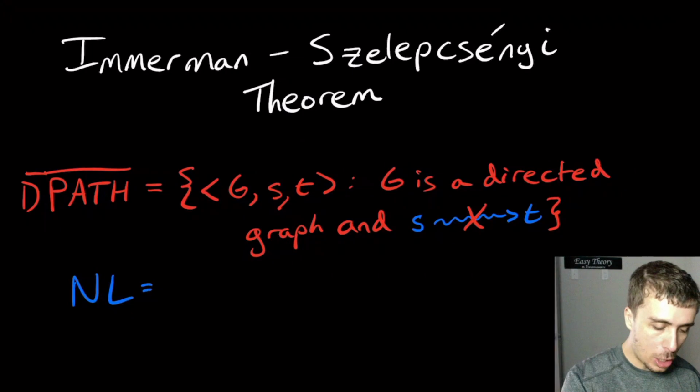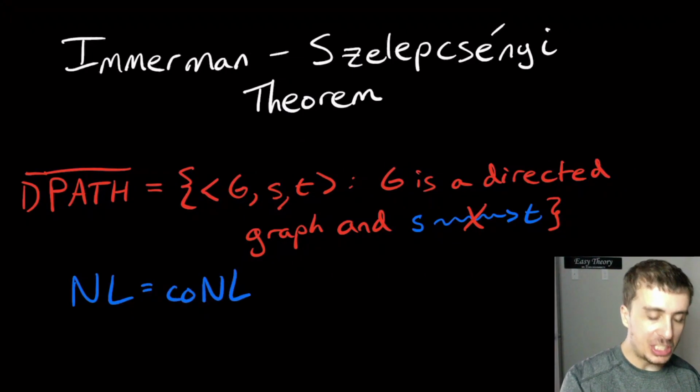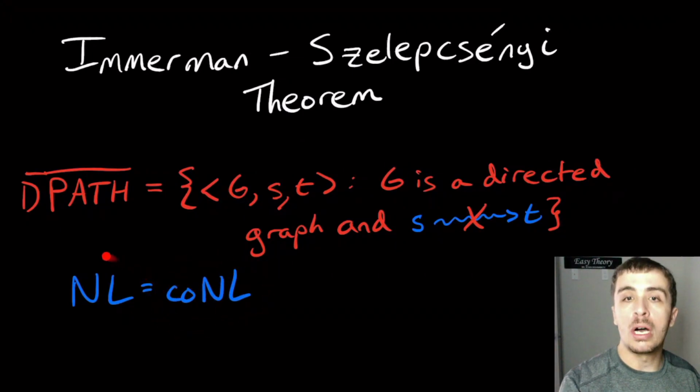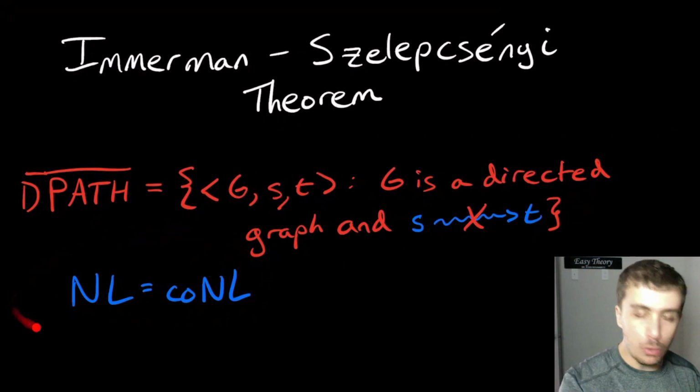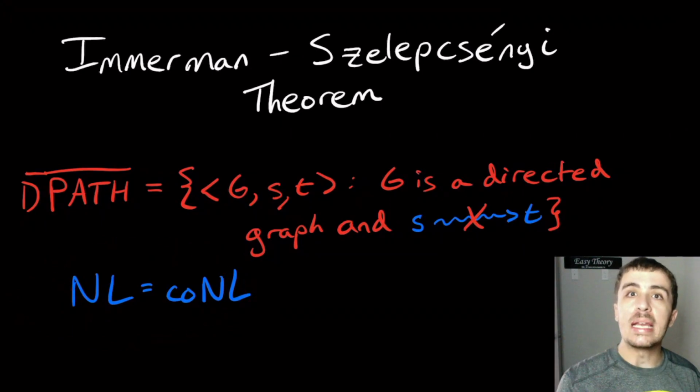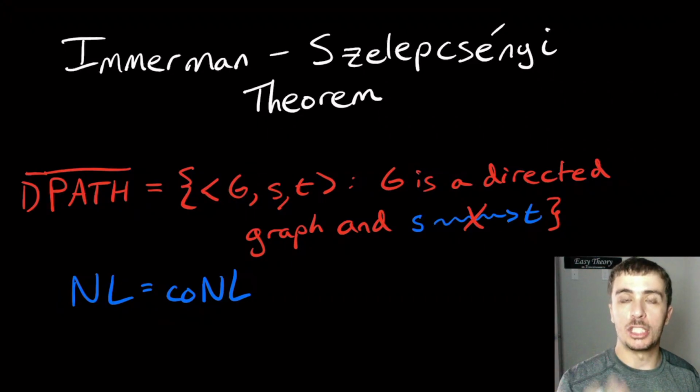So coNL is just the set of languages whose complements are in NL. And we do not know whether this is true about time. So we don't know whether NP is equal to coNP. So in order to prove that this is actually true, we need to really use the fact that we are working with a small amount of space.